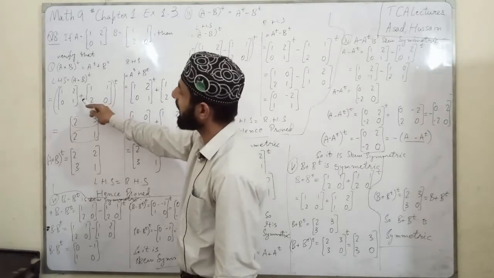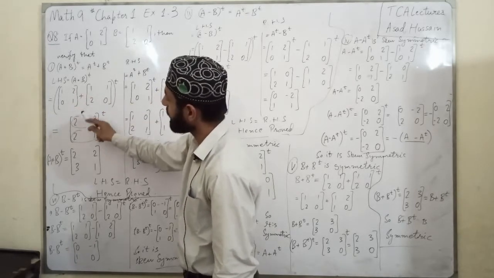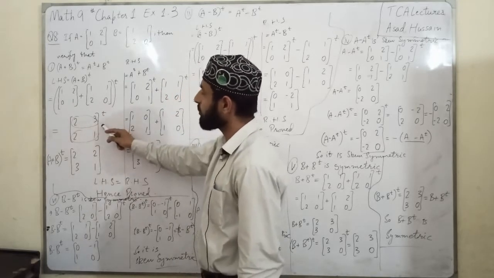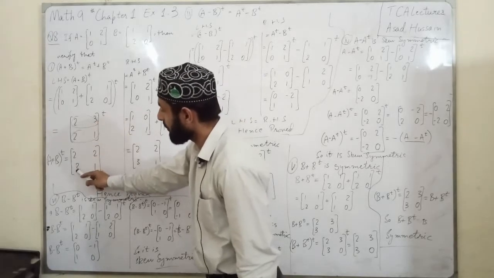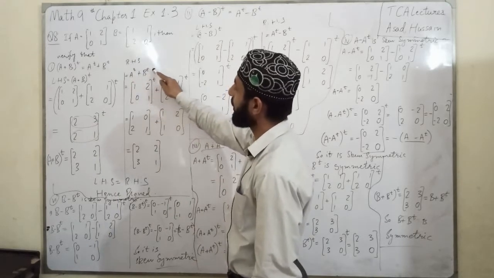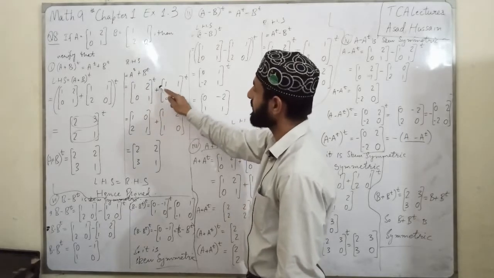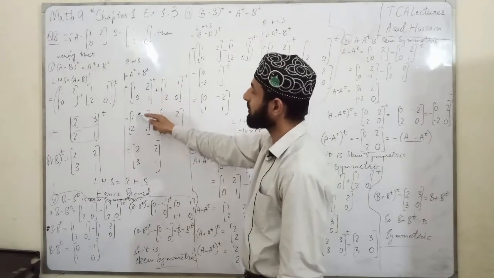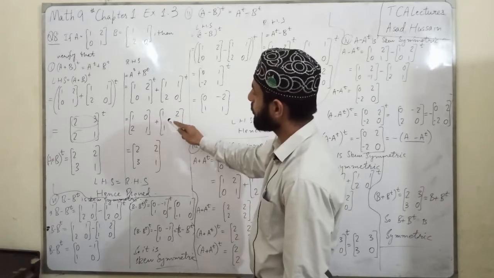Adding the corresponding entries we get 1 plus 1 is 2, 2 plus 1 is 3, 0 plus 2 is 2, 1 plus 0 is 1. Now taking the transpose by interchanging the rows into columns, we get [2 2; 3 1]. Moving on to the right hand side, we have A transpose plus B transpose. Putting the value of A, we get [1 2; 0 1] plus [1 1; 2 0]. Taking the transpose by interchanging the rows into columns, [1 0; 2 1] plus [1 2; 1 0].